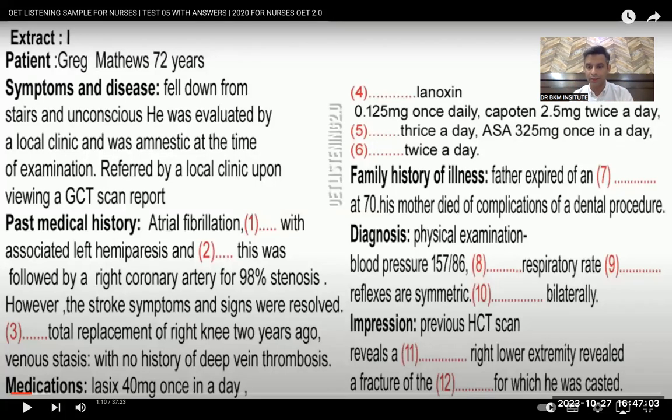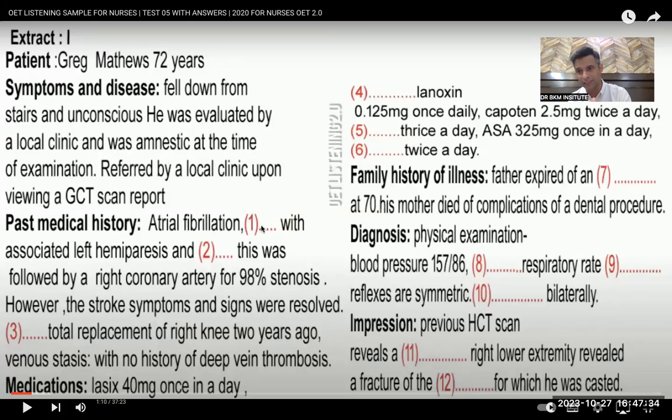But generally, you should understand overall what this listening is all about. I can understand a person fell down, was unconscious, amnestic on examination, referred by a local clinic upon viewing a CT scan report, whatever this thing is. Past medical history: atrial fibrillation, dash, with associated left hemiparesis and dash.